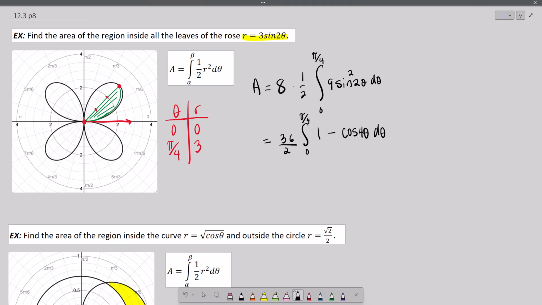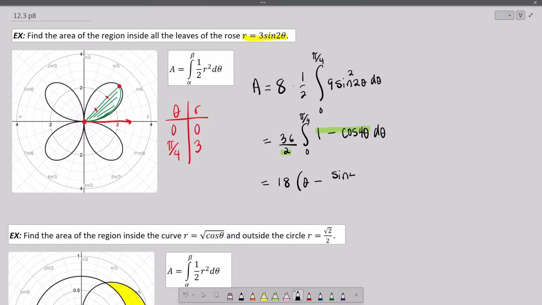So the full power reduction has this 2 there, so 1 minus cosine 2 theta over 2. And because the angle up here is already 2 theta, when we double it, we get 4 theta. So the inside is always double when we do that. Now we can integrate.